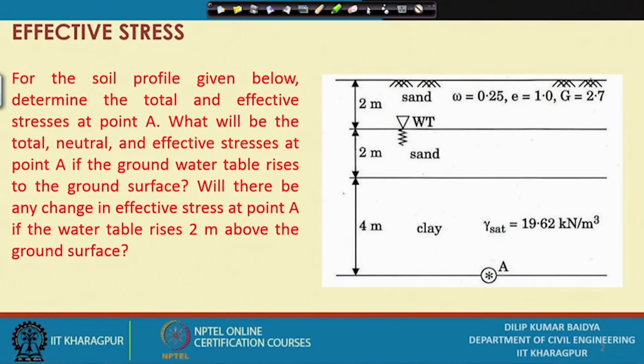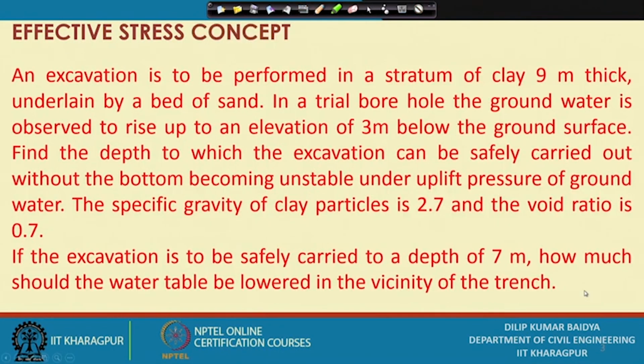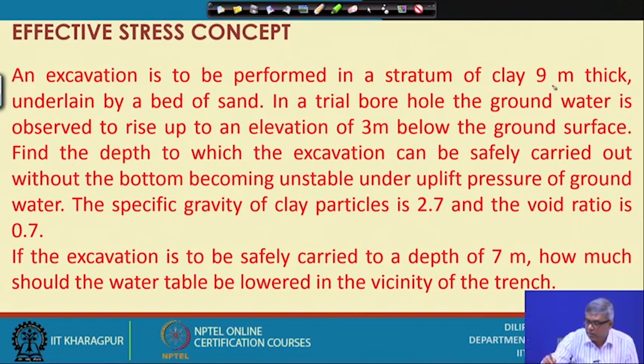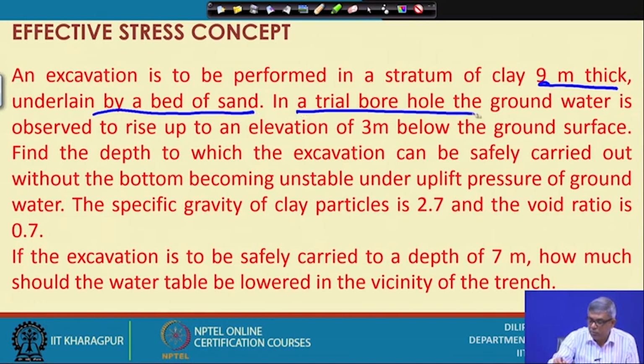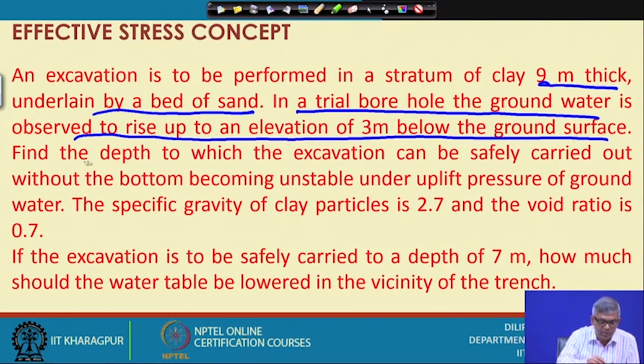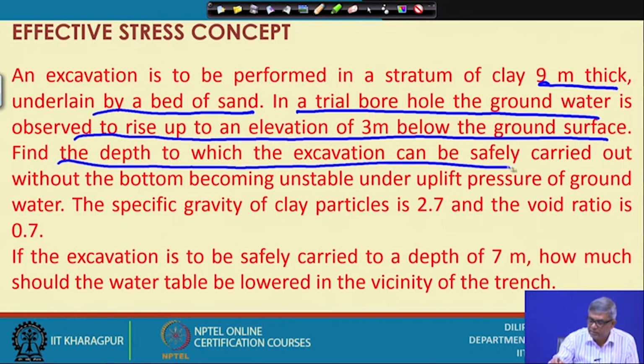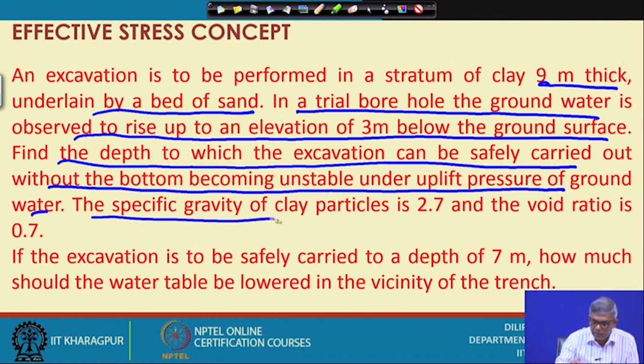So, next I will go to the next problem. An excavation is to be performed in a stratum of clay 9 meter thick, underlain by a bed of sand. In a trial borehole, the groundwater is observed to rise up to an elevation of 3 meter below the ground surface. Find the depth to which the excavation can be safely carried out without the bottom becoming unstable under uplift pressure of groundwater. The specific gravity of clay particles is 2.7 and the void ratio is 0.7.